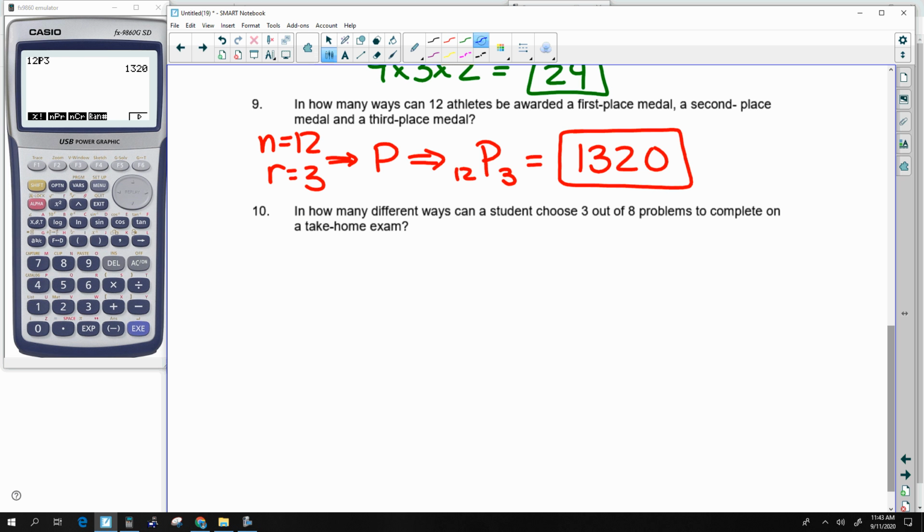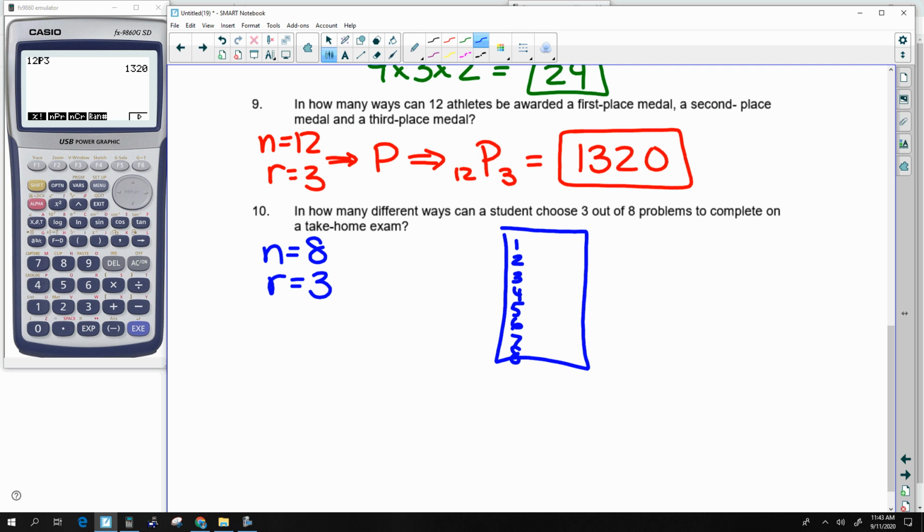Here we're taking a take-home exam. So there's 8, and we're grouping up 3 of them. And again, the idea is if there is 8 questions on this take-home exam, and all you have to do is do 3 of them, does it matter the order in which you do those 3 questions? Like if I did questions 2, 3, and 6, and you did questions 3, 6, and 2, would our tests be different?